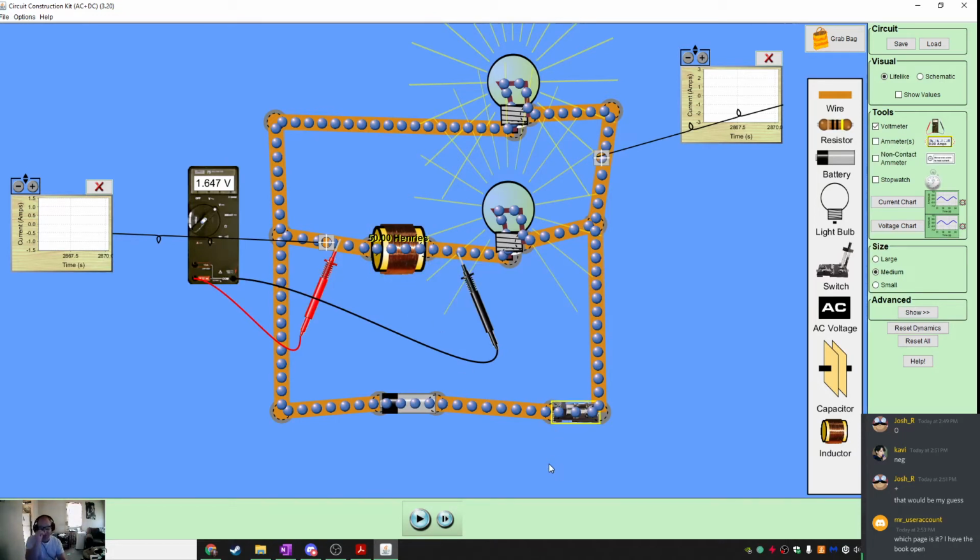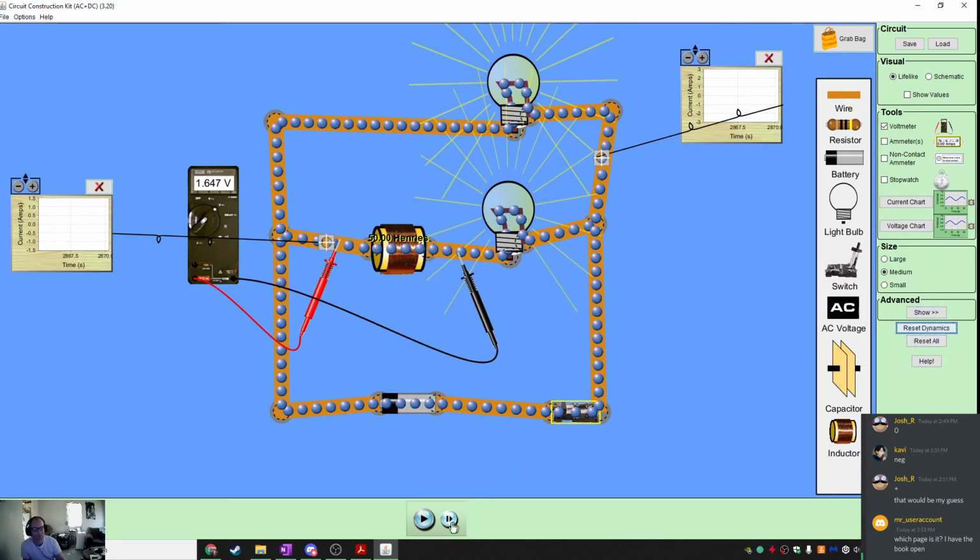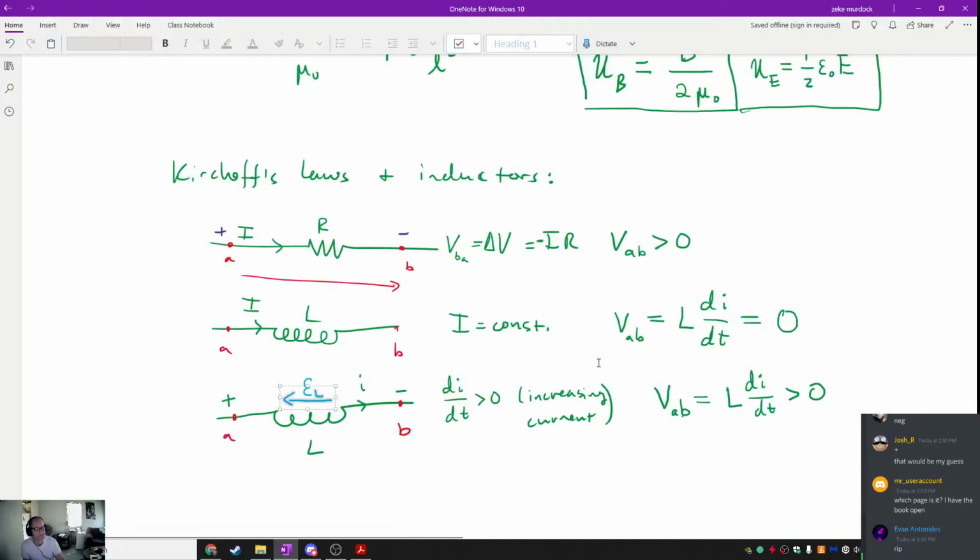Oh no, I've crashed it now. I played with it too much, and it will not let me reset it, so we're actually going to have to close this to make it open again. Is that how you understand that?